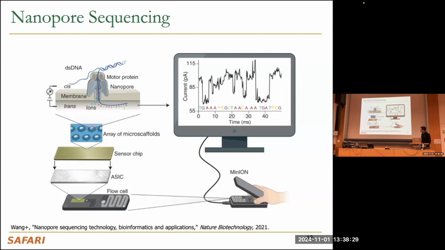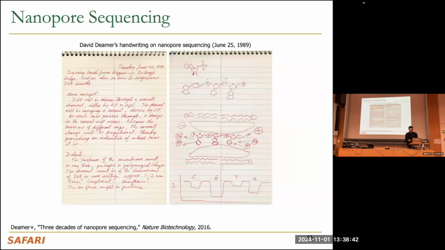This is the current state of nanopore sequencing technology. We can now fit an entire large-scale sequencer into a very small device. But it didn't start with this initially. It started with an idea in the 1980s by David Deamer. And the idea was, can we create a three-layer solution, or even to simplify, a two-layer solution?